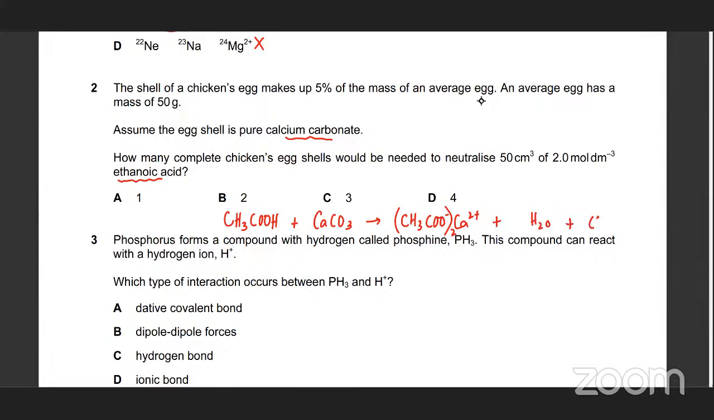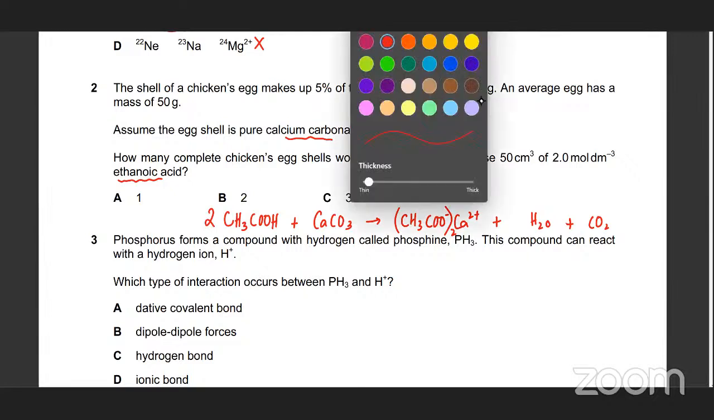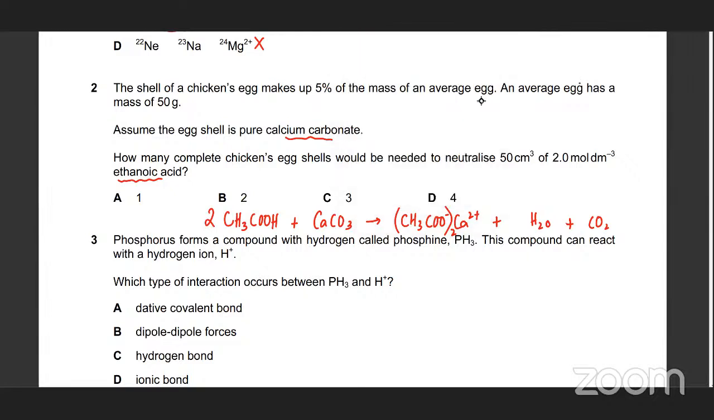Anyways, we're not interested in the whole equation. What we're interested in is the ratio. The ratio of ethanoic acid to calcium carbonate is 2:1. Based on this, you can now try and figure out the moles of ethanoic acid. So you're given the volume and concentration. So the moles is concentration times volume. Can anyone try and solve this? It's 2 times 50 divided by 1000.